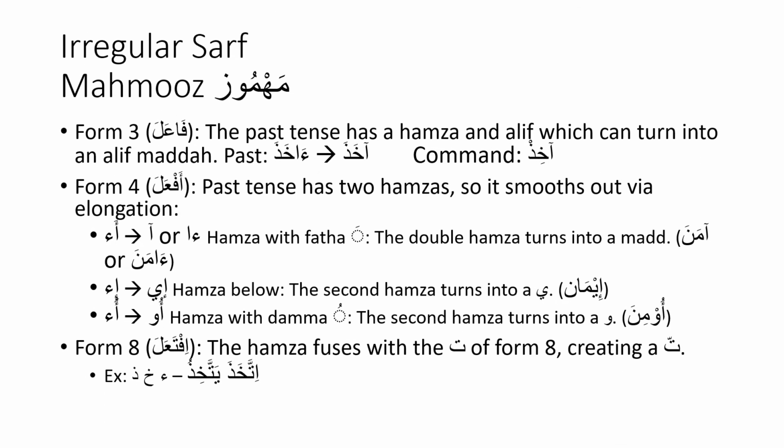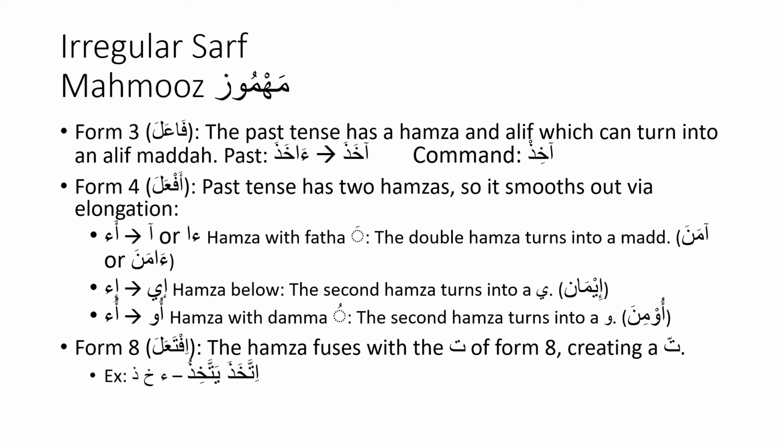So with regards to Mahmooz, in forms 2 through 10, or the abwab or wazn of 2 through 10, it only affects forms 3, 4, and 8, which simplifies things. And with regards to how it affects form 1, we'll get to that in a moment, inshallah.